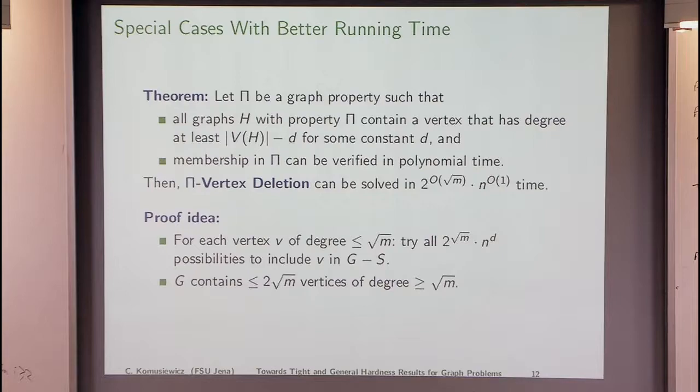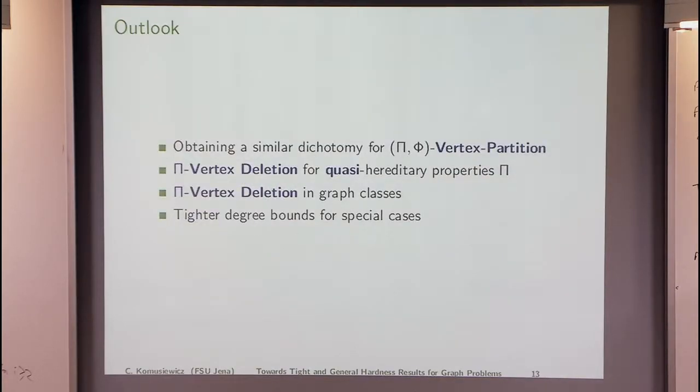And that's actually all I really wanted to say about the results. So for the future, it would be nice to actually have a similar dichotomy or almost similar dichotomy for these vertex partition problems. But the situation seems to be a bit more complicated there because there are some cases that are polynomial time solvable. I think if one property is closed under disjoint union and the other one closed under joins. So it's the complement of something that's closed under disjoint union.